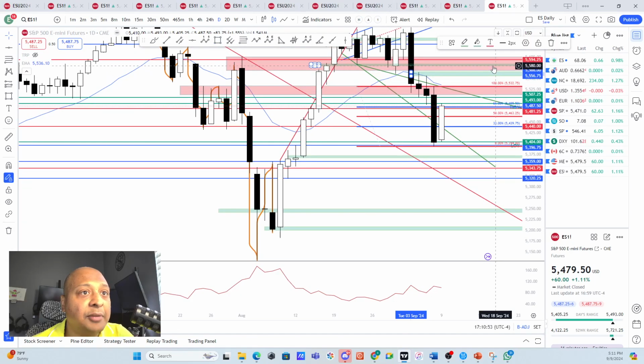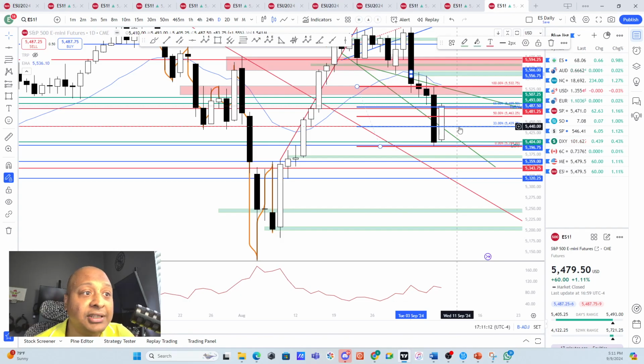We may actually come inside this box to the 5580 area and then to the 5594 area once again. Now if we do not hold this and we break down this 5480 area again, we will target the 5463 area, which happens to be the open of today, and below that we can get down to the 5439 area.